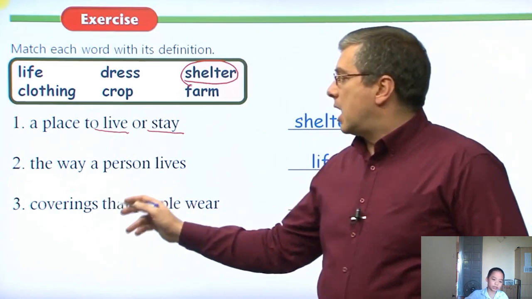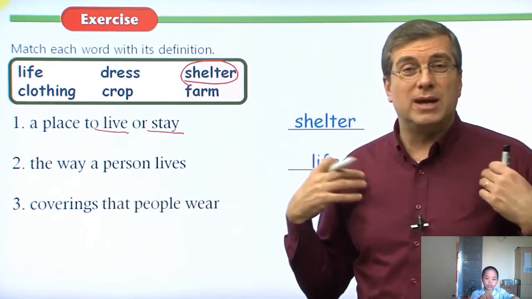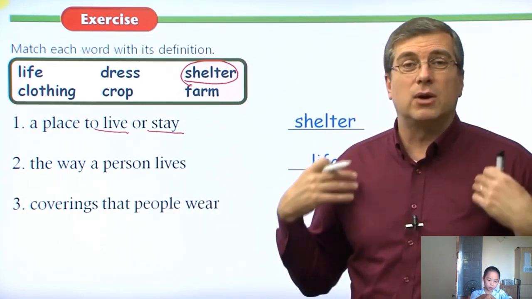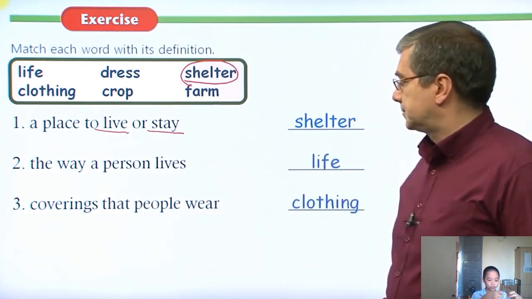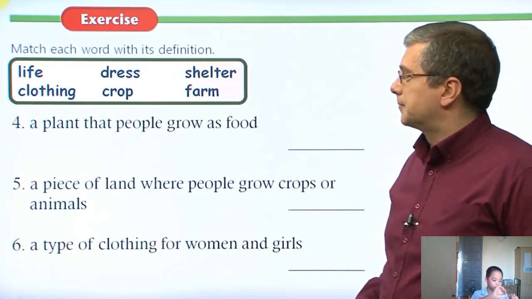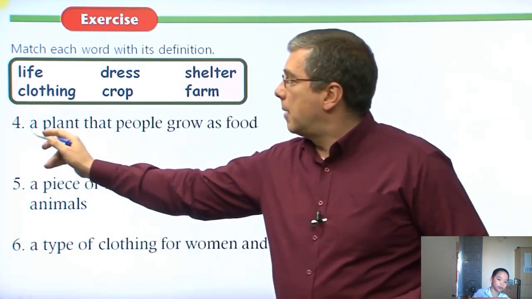Okay, let's go to three. A covering that people wear. So it's a type of dress, and that, of course, is what? That of course is clothing.